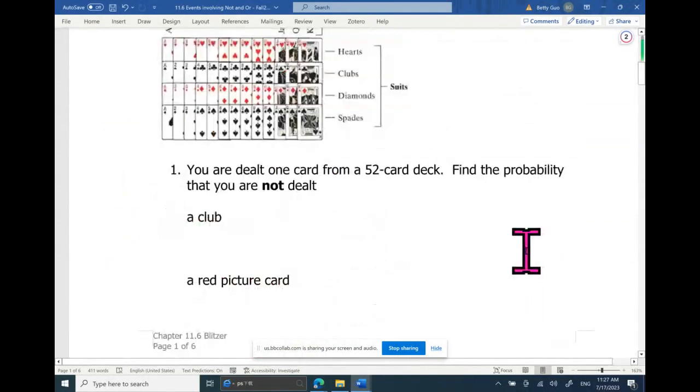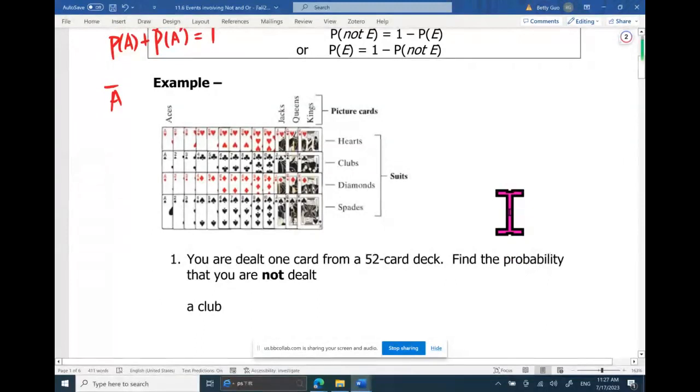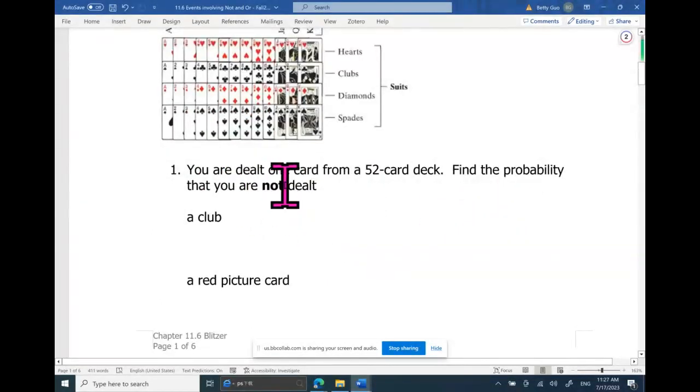Let's look at the examples. We are talking about a deck of cards here. You are dealt 1 card from a 52 card deck. So the first sentence tells us the experiment or your task: randomly select 1 card from the 52 card deck. We need to find the probability that you are not dealt. So keyword not. We are looking for the probability of the complement of the following events.